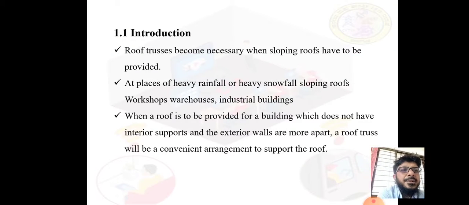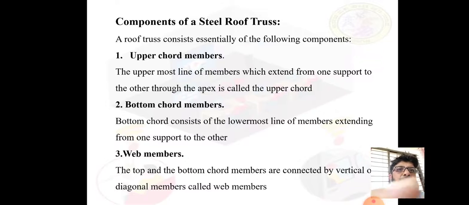Now, introduction. Roof trusses become necessary when sloping roofs have to be provided at places of heavy rainfall or heavy snowfall. Sloping roofs are provided like in workshops, warehouses, and industrial buildings. When a roof is to be provided for a building which does not have interior supports and exterior walls are more apart, roof truss will be a convenient arrangement to support the roof.